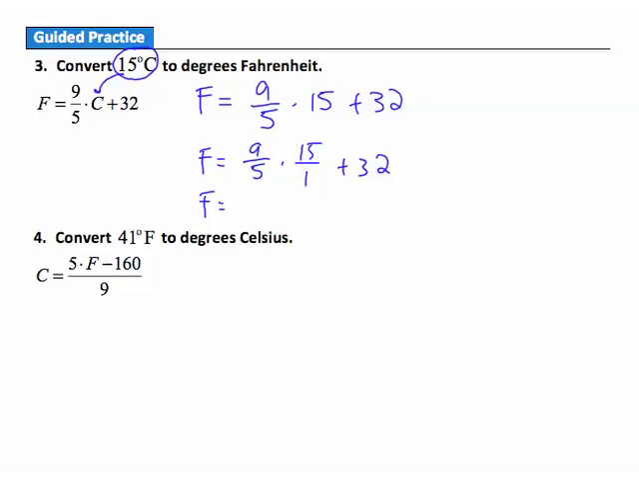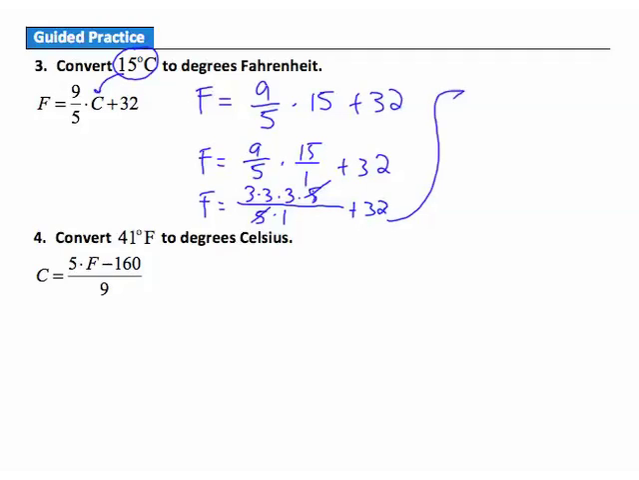Now I would want to multiply these fractions, and I would want to first factor. So 9 is 3 times 3. 15 is 3 times 5. In the denominators, I just have 5 times 1. Our common factors of 5 divide out. I don't want to forget that 32 on there.